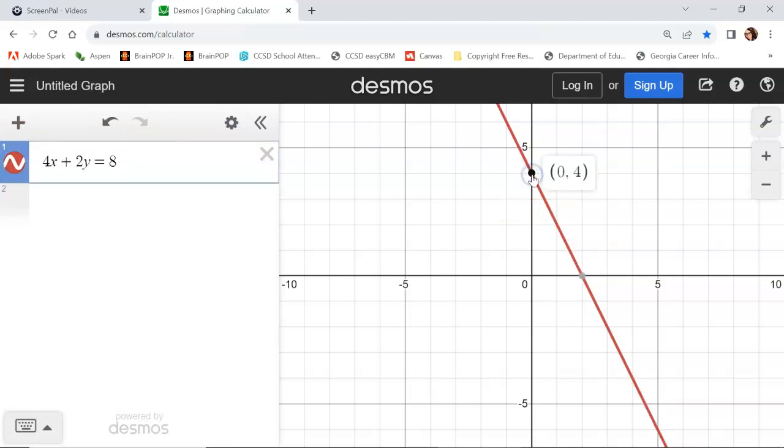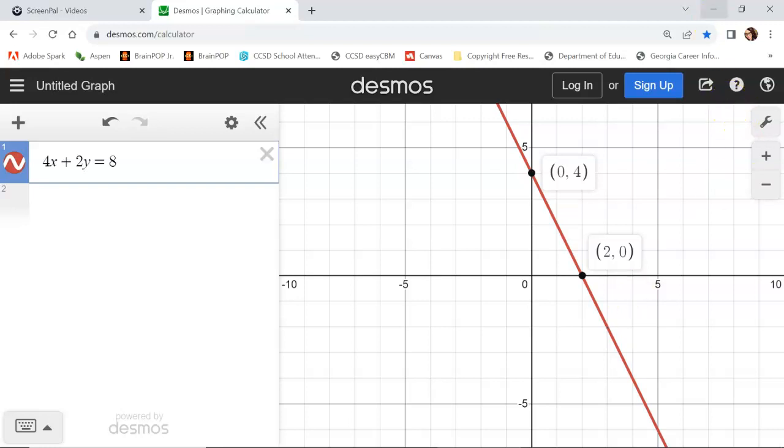Okay, we see that 0, 4 is on the graph. We see that, let me hover over that. We see that this point's on the graph, 2, 0. This point's on the graph, there we go. That's 3, negative 2. So we've got enough to graph this just by typing that in.